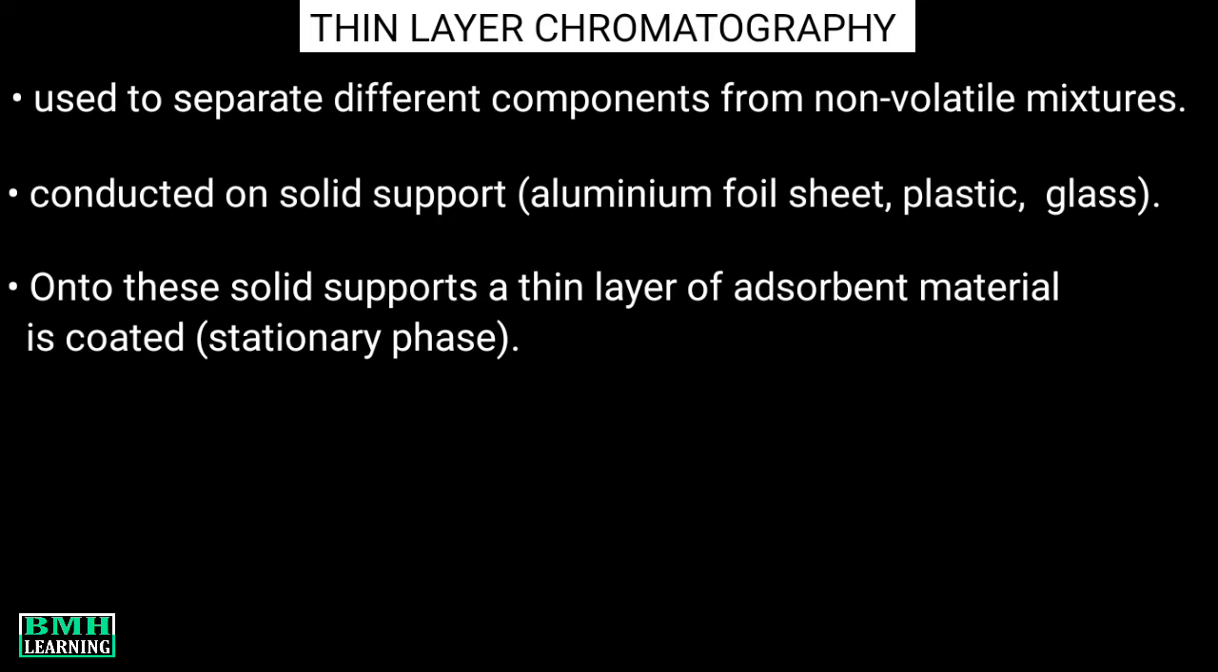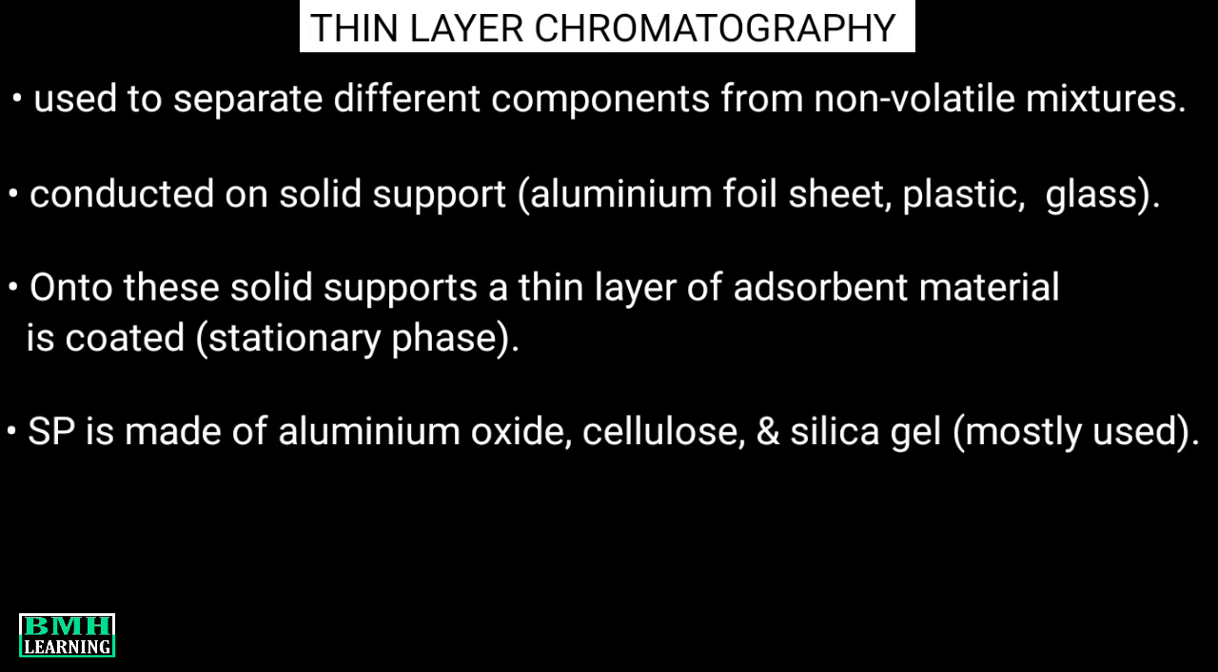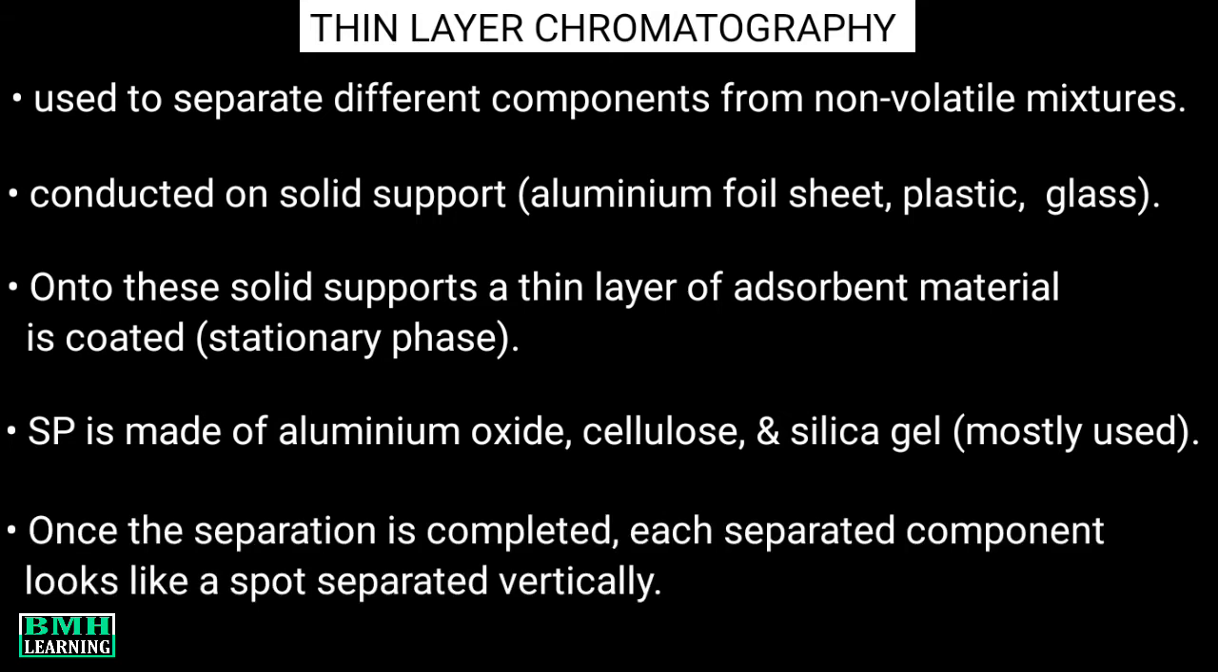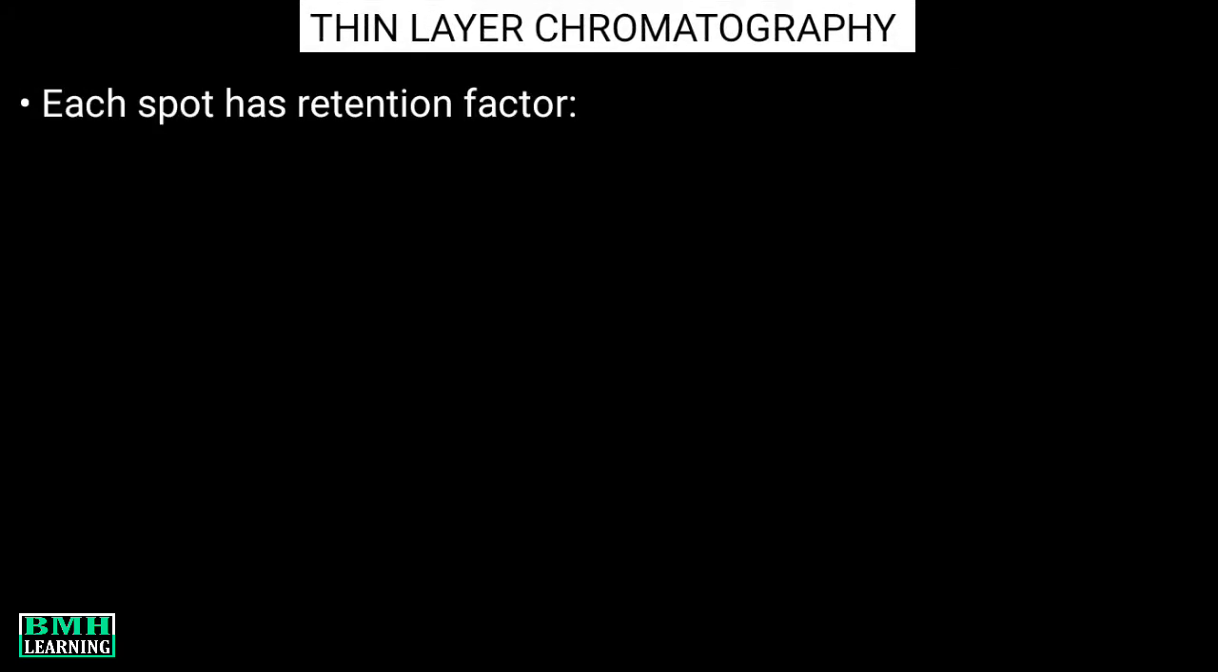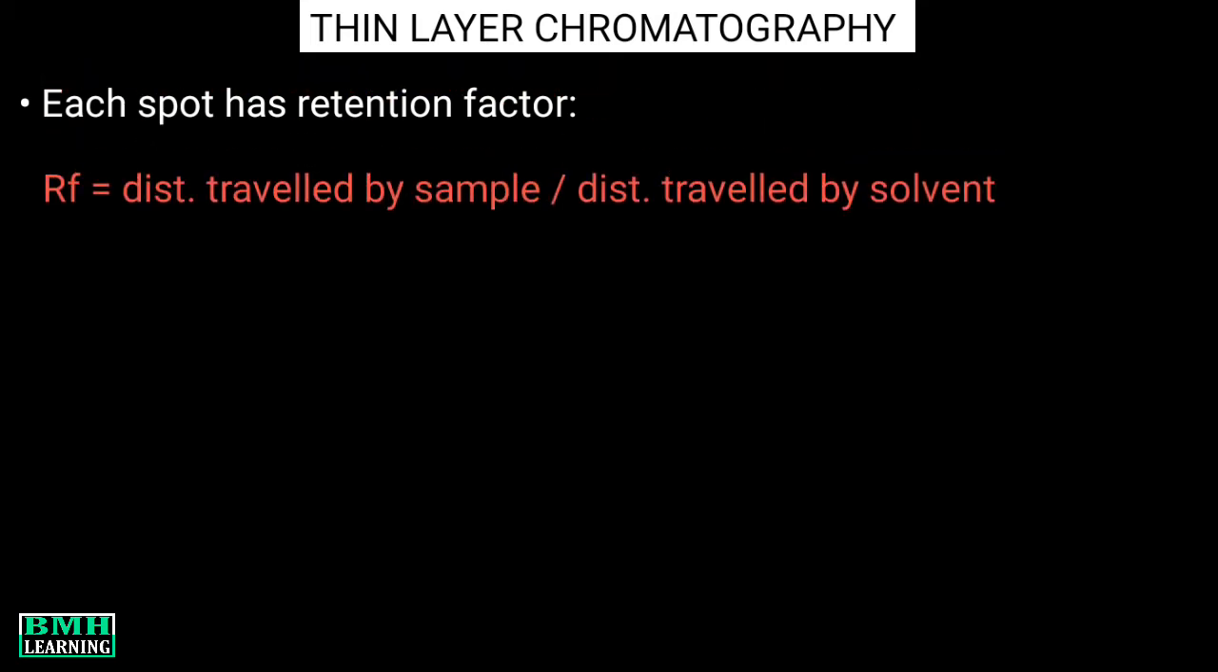The material generally used to make stationary phase is aluminum oxide, cellulose, and the most used one is silica gel. Once the separation is completed, each separated component looks like a spot separated vertically. Now, each spot has a certain retention factor which can be expressed in the form of the following equation. The retention factor can be affected by a number of other factors.